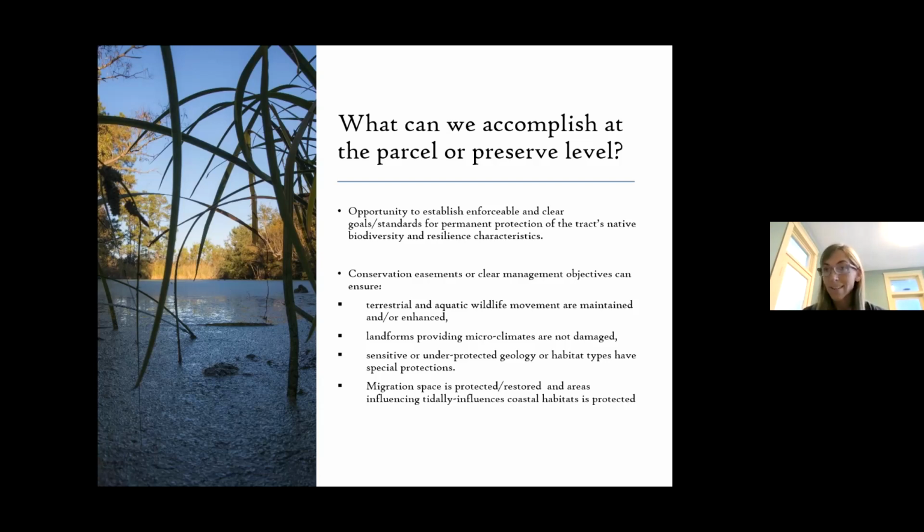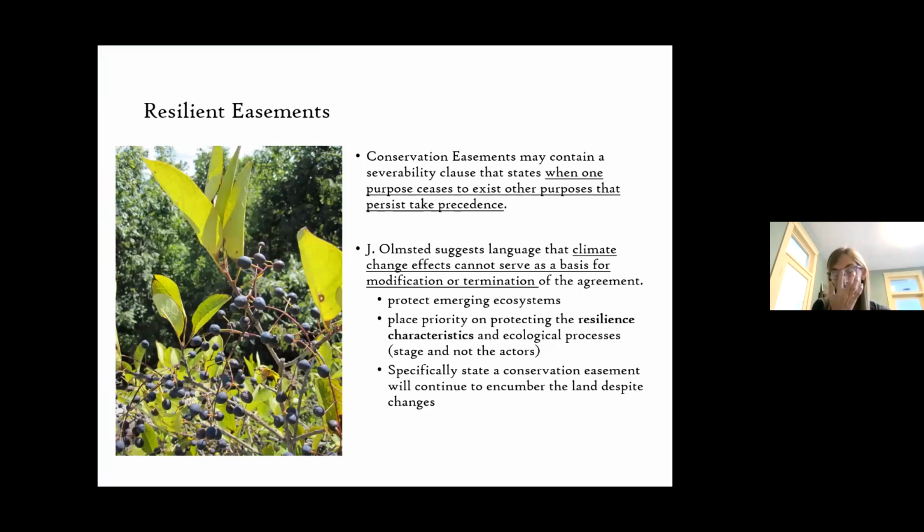So those areas, and this is particularly relevant in coastal areas, tidally influenced coastal habitats, can be protected, can be buffer areas that might not allow for future buildings or sites. So this concept of resilient easements, there's a guy, Olmsted, who's written a good bit about this, and we could probably send around some of his papers.